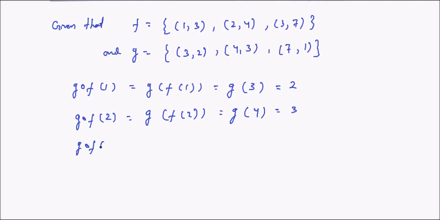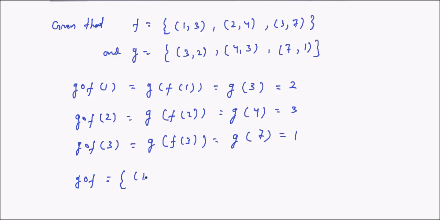Similarly, g of f of 3 is equal to g of 7, because the image of 3 under function f is 7. The image of 7 under function g is 1, so g of 7 is equal to 1. So g∘f is the set of ordered pairs (1,2), (2,3), (3,1).